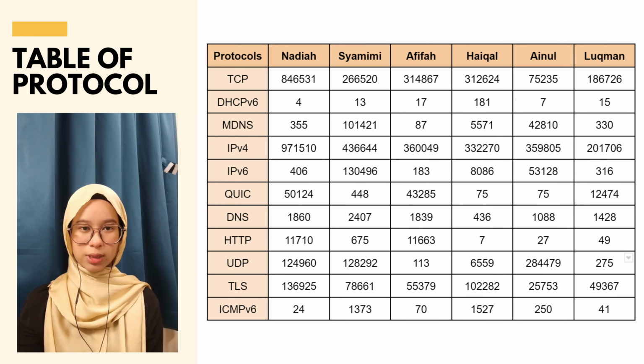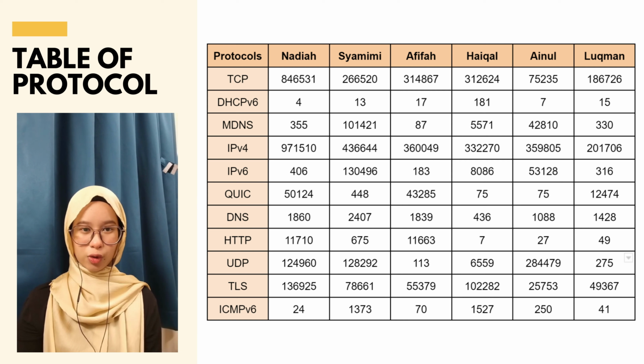Next, UDP protocol is a communication protocol that is primarily used to establish low-latency and loss-tolerating connections between applications on the internet. As shown in the table, Ainul has the highest packet of UDP protocol and Afifa has the lowest packet of protocol.